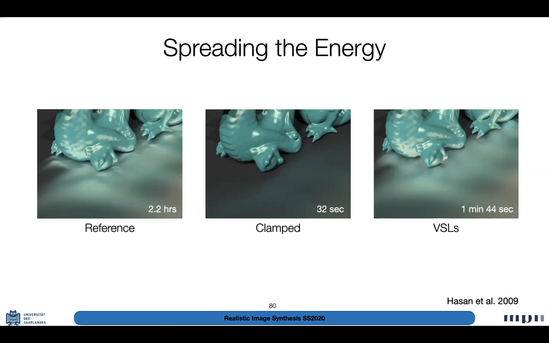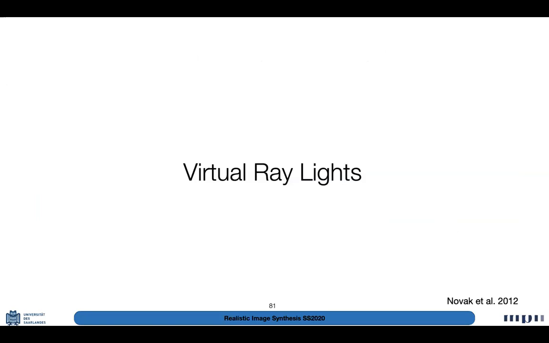All right. So the next idea is, instead of distributing light over a sphere, we distribute energy over a ray. That was the idea proposed by Novak and colleagues in 2012, and they call it virtual ray lights.